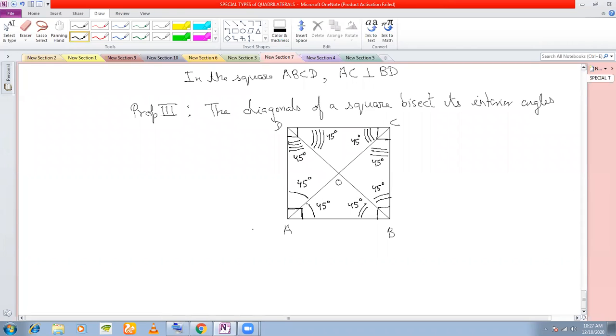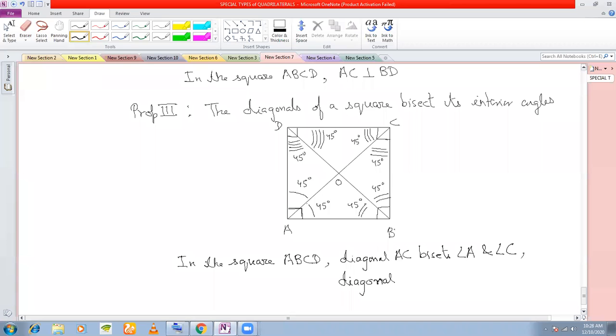So this is what your property is. In the square ABCD, diagonal AC bisects angle A and angle C. Diagonal BD bisects angle B and angle D. So the third property is a very, very important property of a square.